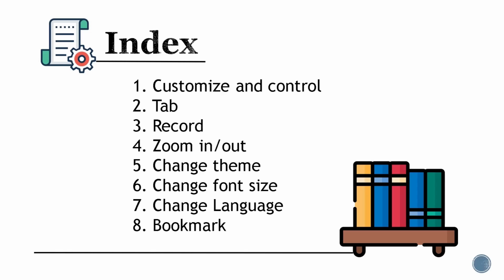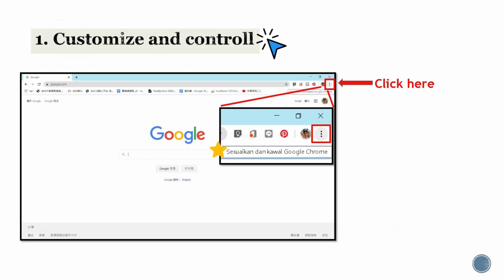I will introduce the Customize and Control button, and explain what a tab is, what a record is, and how to zoom in or zoom out the interface, and how to change the theme, font size, and languages, and what a bookmark is.